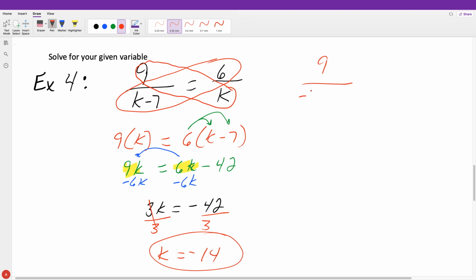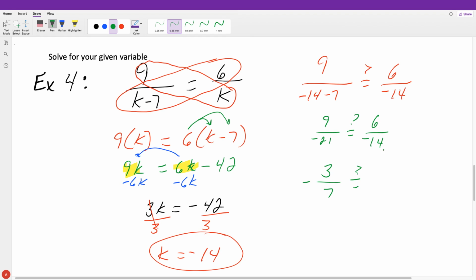Well, 9 over negative 14 minus 7, does this equal 6 over negative 14? Well, negative 14 minus 7 is negative 21, so it'll be 9 over negative 21. And this will be 6 over negative 14. 3 can divide evenly into both of the first fraction, so this will give me negative 3 over 7. And does this equal the other? Well, 2 divides evenly into both of these, and positive divided by negative is negative. 6 divided by 2 is 3, and 14 divided by 2 is 7. So yes, it does give us two equal fractions.